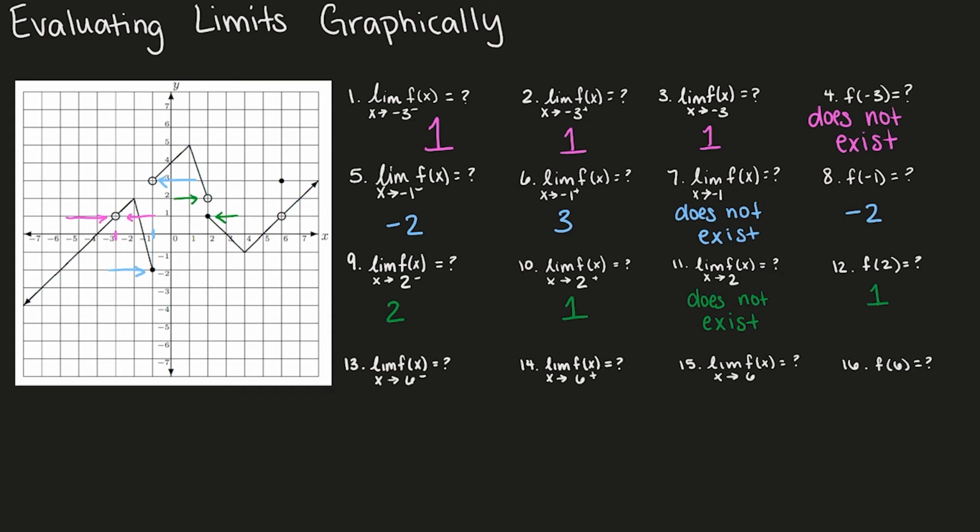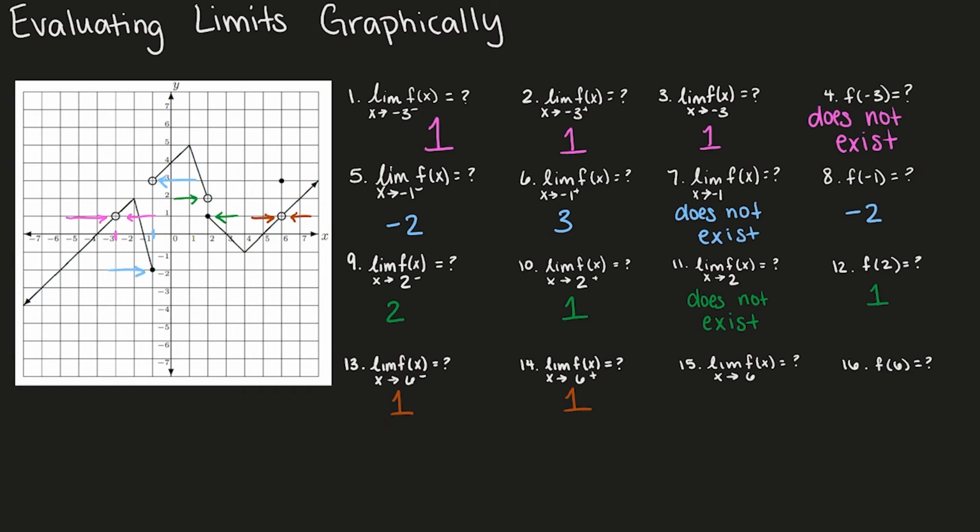Now let's take our last set. So we want to find the limit of f of x as x approaches 6 from the left. So as we approach 6 from the left, we're brought to this point, which is 1. Now we want to find the limit of f of x as x approaches 6 from the right. From the right, we're also brought to that same point, which is 1.